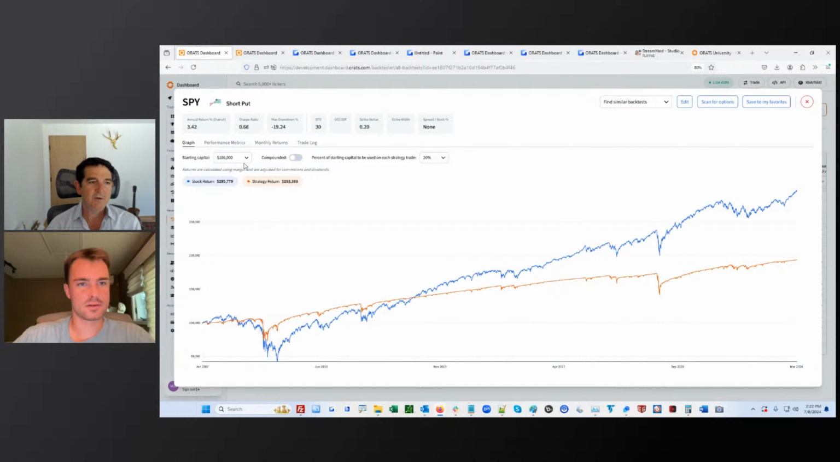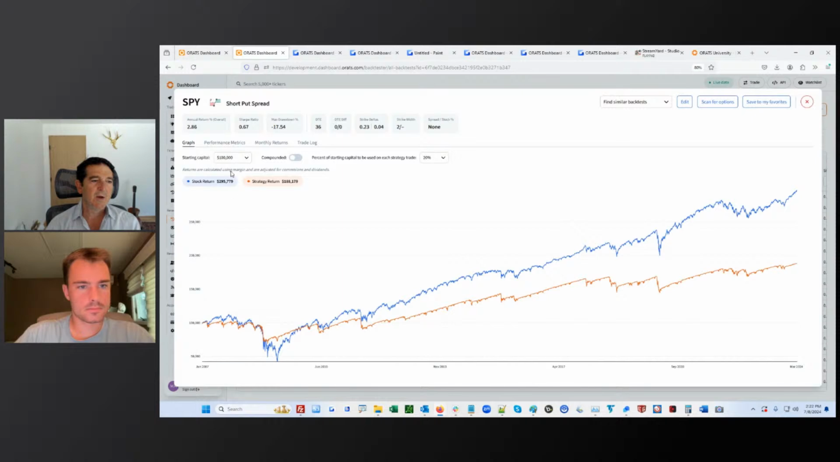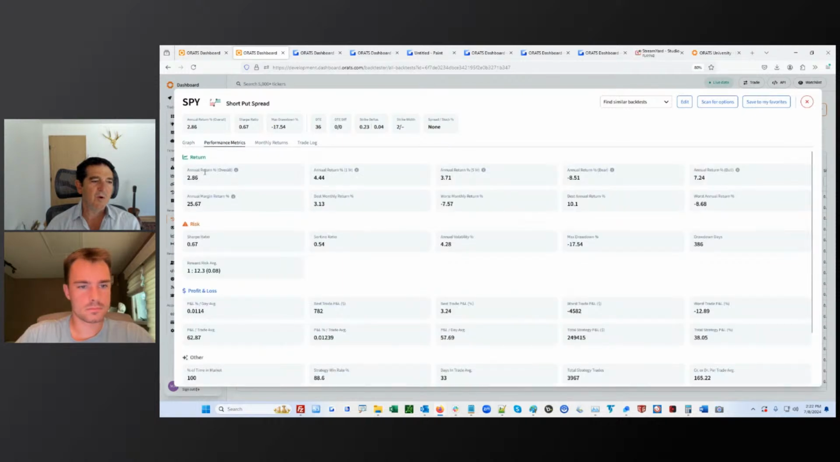Okay, interesting. That's how that works. I wouldn't have looked at that, but that's cool that you did. How else? What about profit and loss per day? Well, that's going to be pretty similar because it's in the market the whole time. But it's 0.0136 for the short put, and it's 0.0114 for the short put spread. And again, this has a lower annual return, and the drawdown is 17% in the short put spread. The drawdown is 19% for the short put.